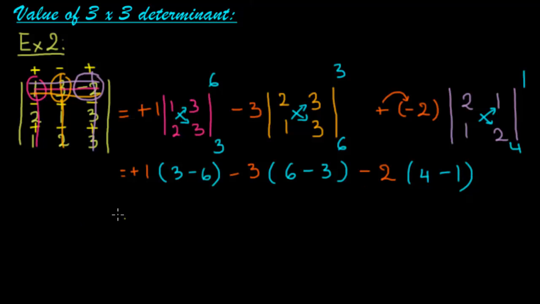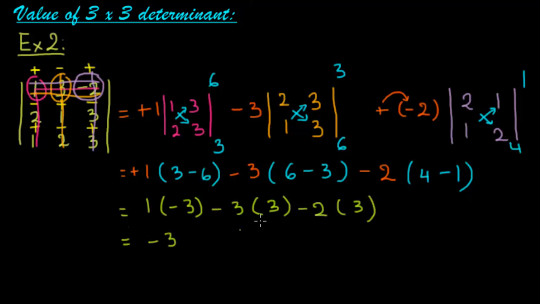Then we have the following. We have 1 times 3 minus 6, which gives me -3. -3 times 6 minus 3 is +3. -2 times 4 minus 1 gives me 3. And 1 times -3 gives me -3. -3 times 3 is -9. And -2 times 3 is -6. So they add up to give me -18. -18 is my answer.